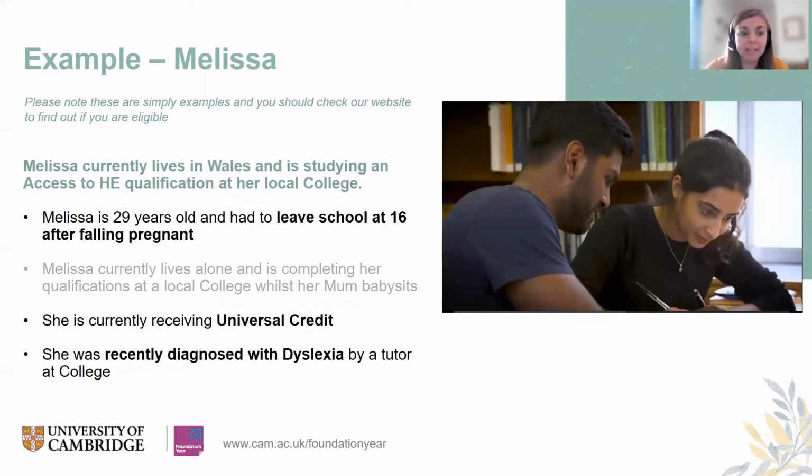So the things that are important in Melissa's example is that she had to leave school at 16 after falling pregnant, which therefore means that she hits criteria in category 1, which is becoming a parent whilst in education. She's currently receiving universal credit, which comes under category 2, which is family characteristics. And she's recently been diagnosed with dyslexia, which comes again under category 1, which means that Melissa hits one or more criteria from two or more categories, as she hits criteria in category 1, individual characteristics, and category 2, family characteristics, and therefore Melissa would also be eligible for the Cambridge Foundation Year.